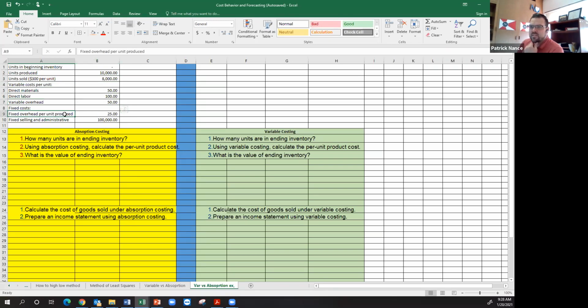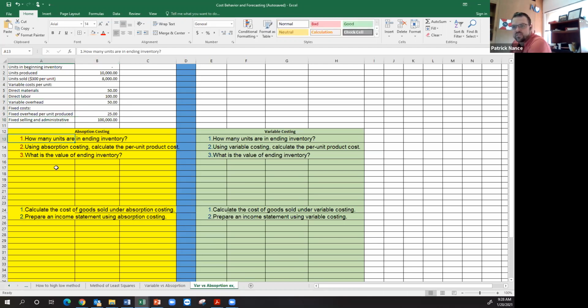And then my fixed cost, I've got a fixed cost per unit produced of $25 and a fixed selling and administration of $100,000. So be careful, because you'll see some of these are units, some of these are per unit, some of these are dollars, some of these are actual physical inventory. So just make sure you keep those all straight when you're going through this.